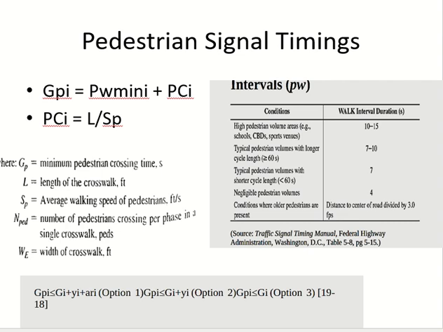Clear till now? Then you need to check if this much time is available on the signal. GP, is it available on the signal? So he needs, for example, GP is 15 seconds. Is 15 seconds available for him according to the timing you have designed?